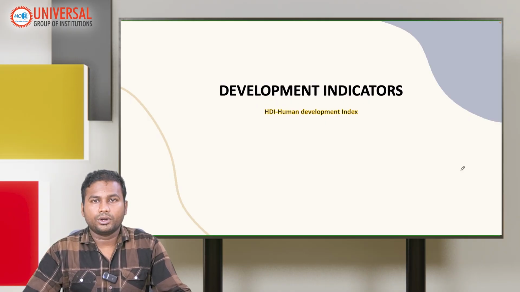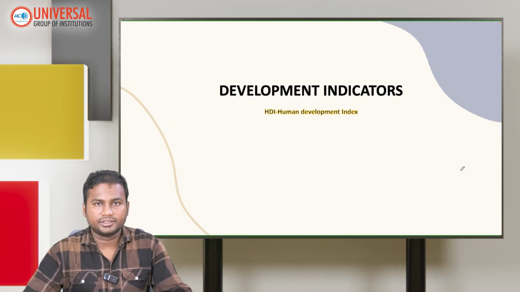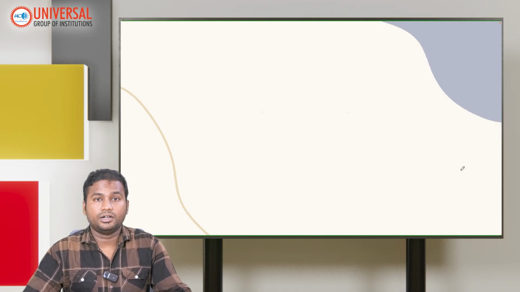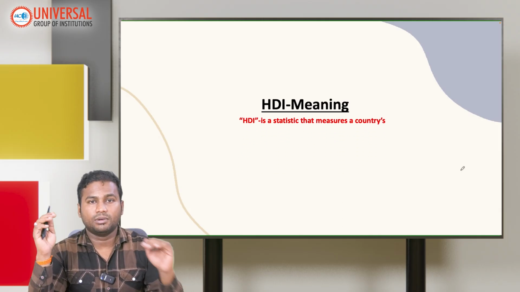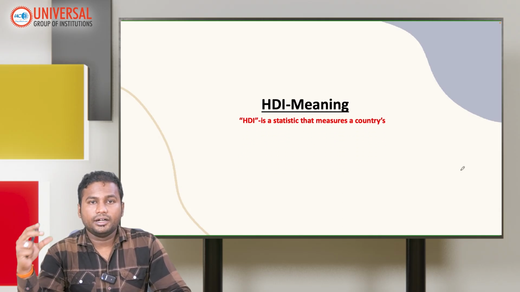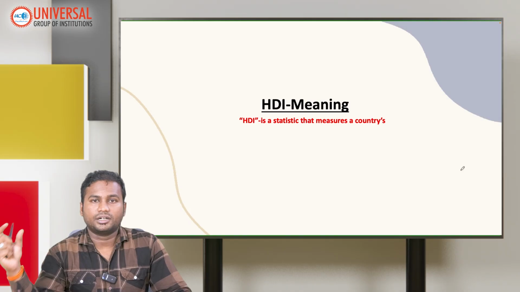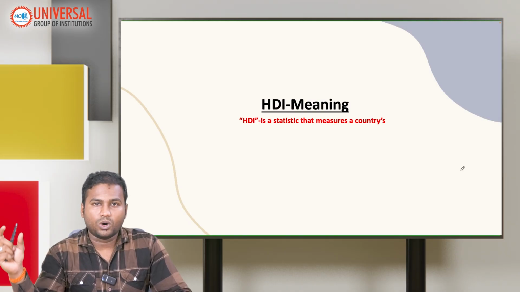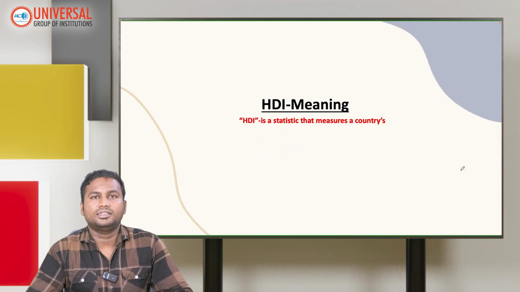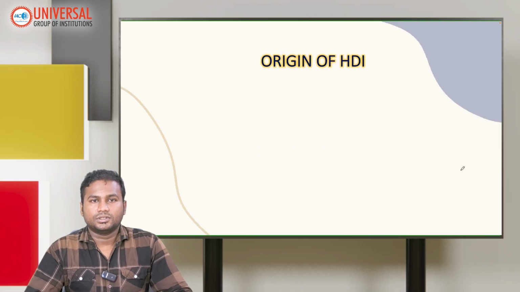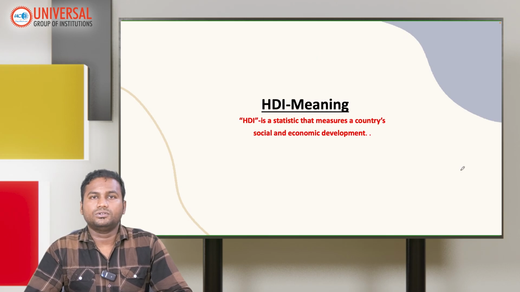Today's topic that we are going to learn is the Human Development Index. It is an important indicator. HDI is nothing but a composite index. We are using a statistical tool to measure and quantify important social factors, economic factors, and other health factors. So this is the meaning that you have to use.